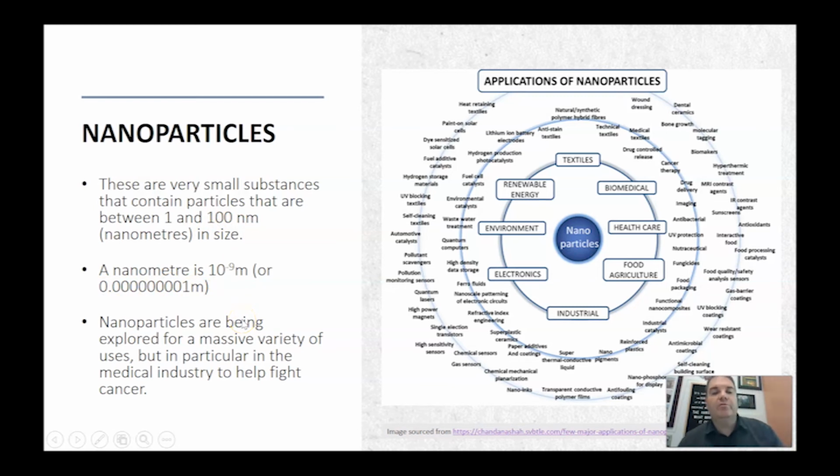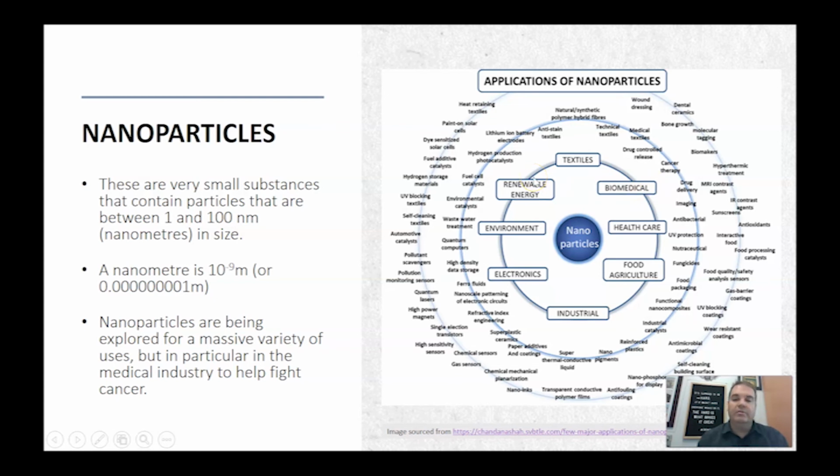Nanoparticles in particular are being explored for a massive variety of uses, but in the medical industry in particular, they're having great breakthroughs, particularly at the time of recording this video. There's obviously the coronavirus, which is sweeping the world, causing a lot of fear, and there's a lot of medical research being done on it as well. So within biomedical research, there's a lot of things that are happening, like drug delivery, drug controlled release, cancer therapy, but that's only some of the things that it can do.